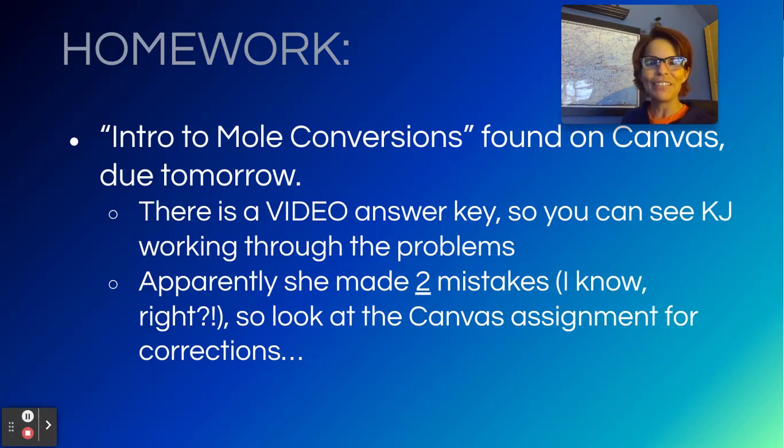Unfortunately, when I recorded the video, I made 2 mistakes that I didn't notice. How is that possible? I have no idea. So I wrote the corrections on Canvas so that you can see the mistakes. Be sure that you aren't misled by my screwing up on the video and that you pay attention to which ones I messed up.